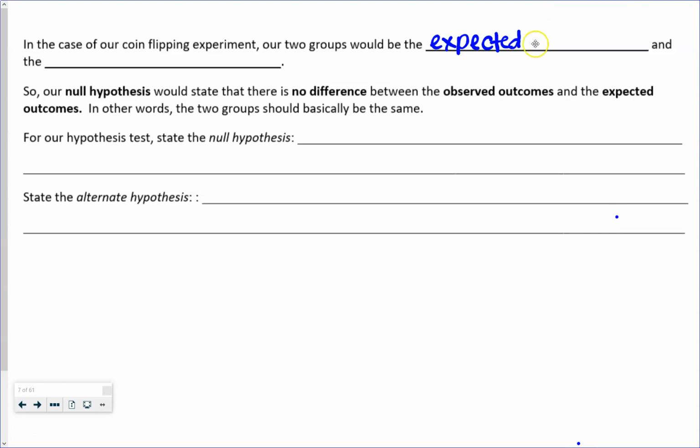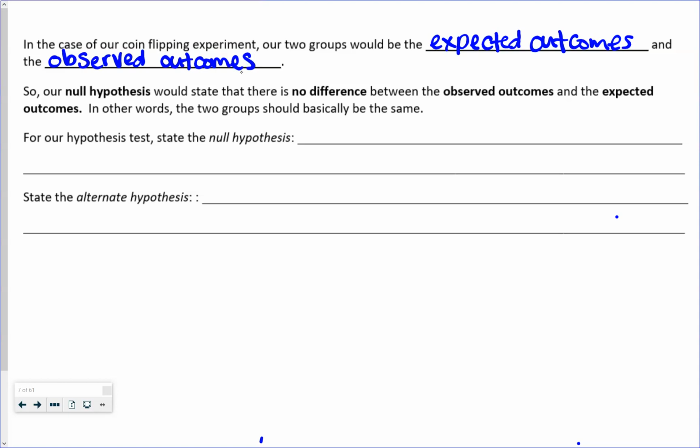our expected outcomes and the observed outcomes. Okay. So for this, our null is going to state that there is no difference between the two.